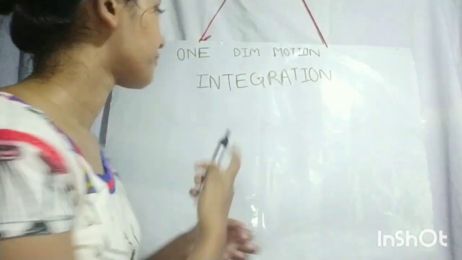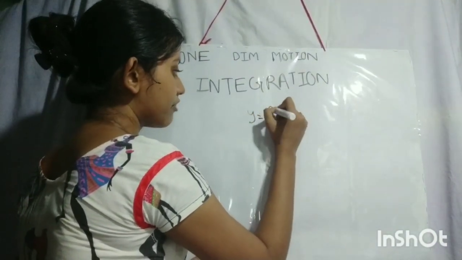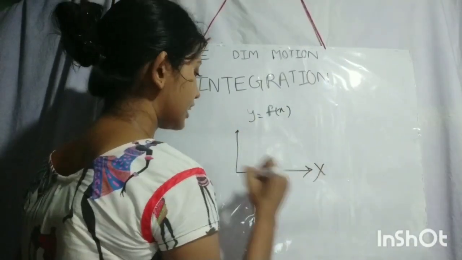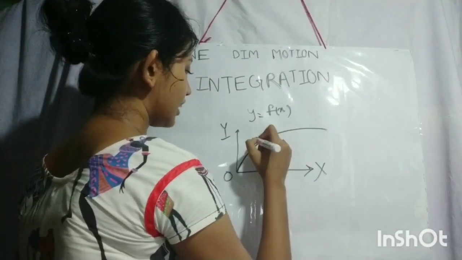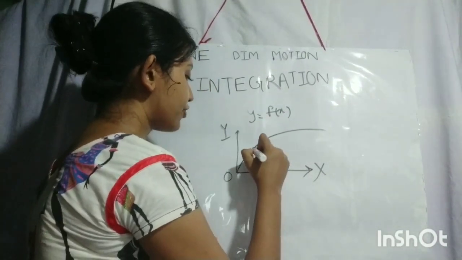Let's start. What is integration? Like the previous case, 12th students already know what is integration, but for 11th students I have to tell what is integration. Let's take a small view of integration. If y equals f(x) is a function, this is the x-axis, this is the y-axis, this is the origin, and the function looks like this.